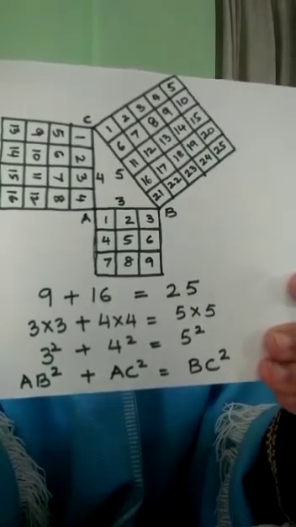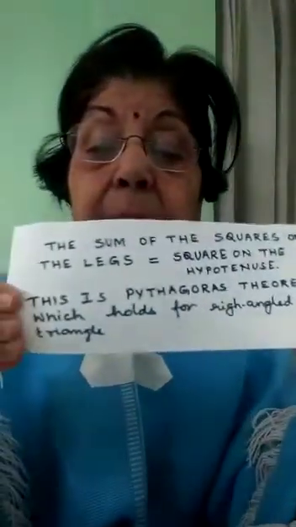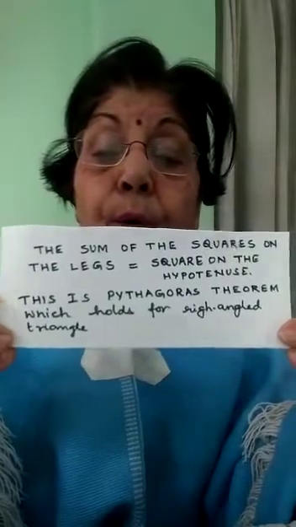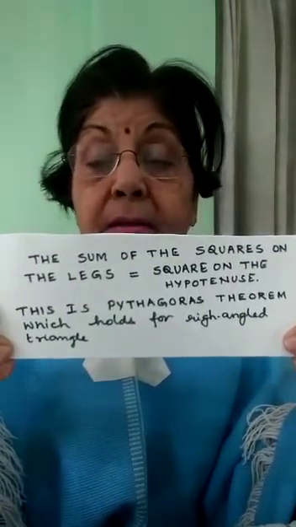So from this, I've got the Pythagoras theorem, which states that the sum of the squares on the legs is equal to the square on the hypotenuse of a right-angled triangle. Now, the Pythagoras theorem holds true only for right-angled triangles.